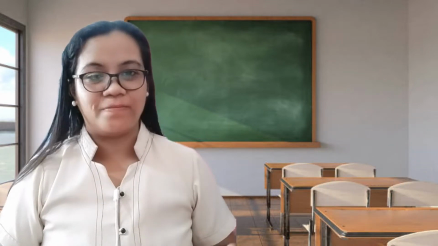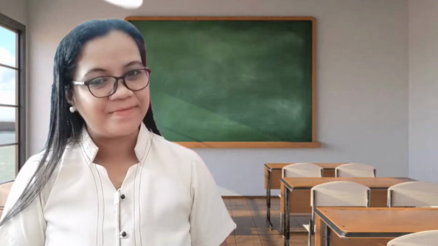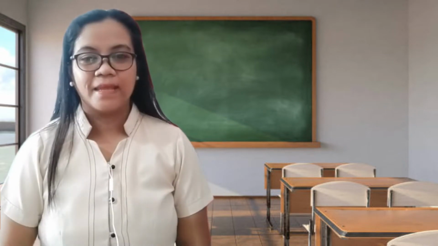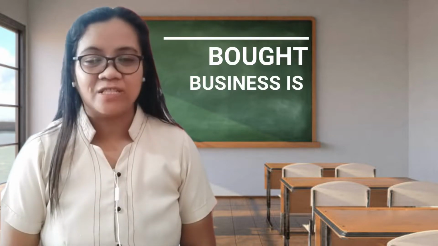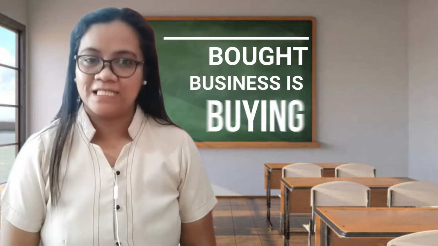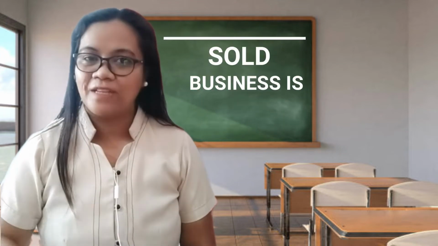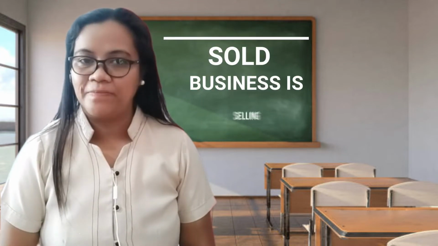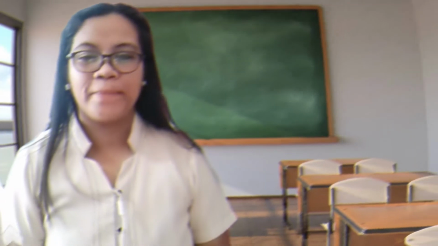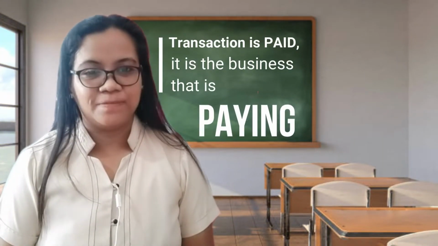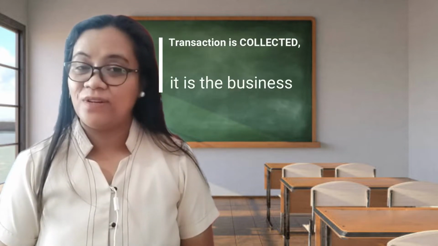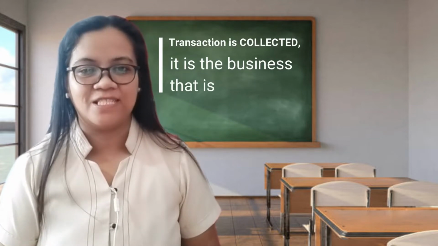So how are business transactions analyzed? Business transactions are analyzed based on the point of view of the business. So if the transaction is purchased or bought, it is the business that is buying. If the transaction is sold, it is the business that is selling. If the transaction is paid, it is the business that is paying. If the transaction is collected, it is the business that is collecting.